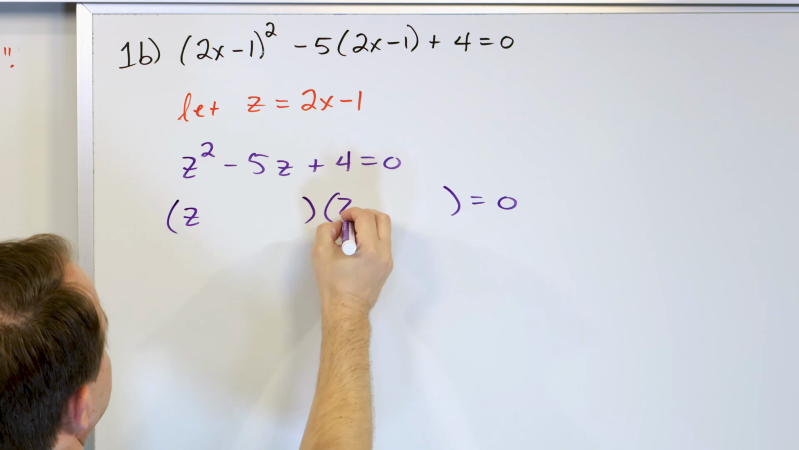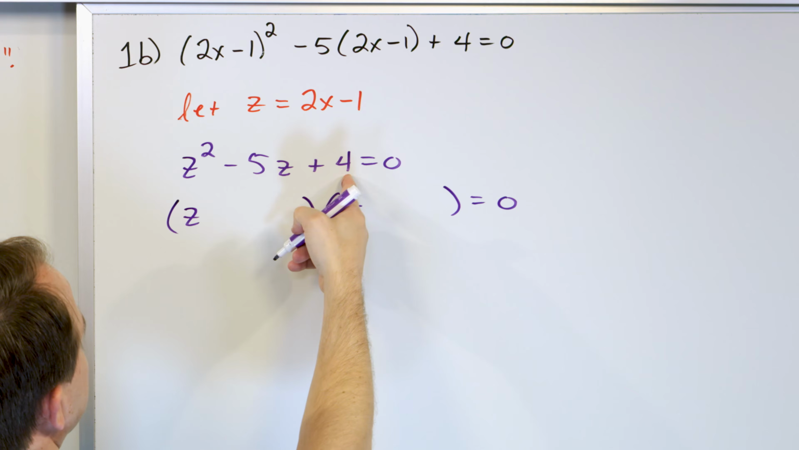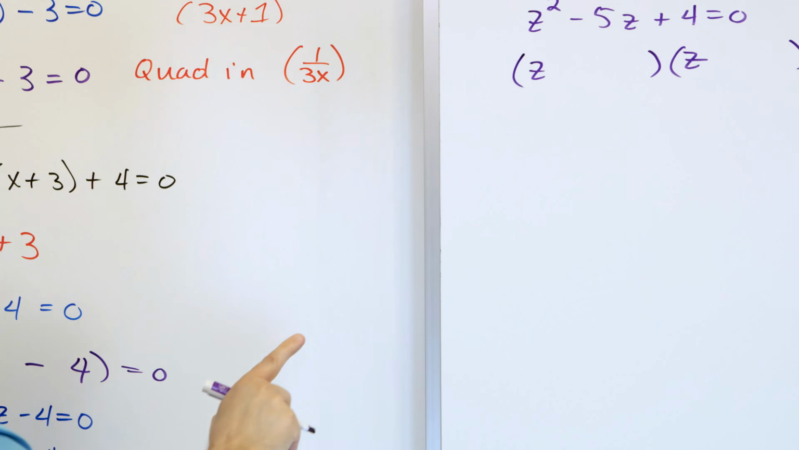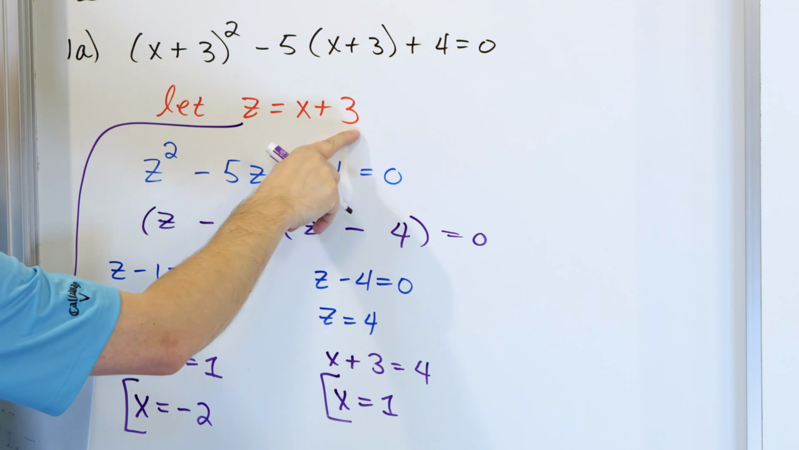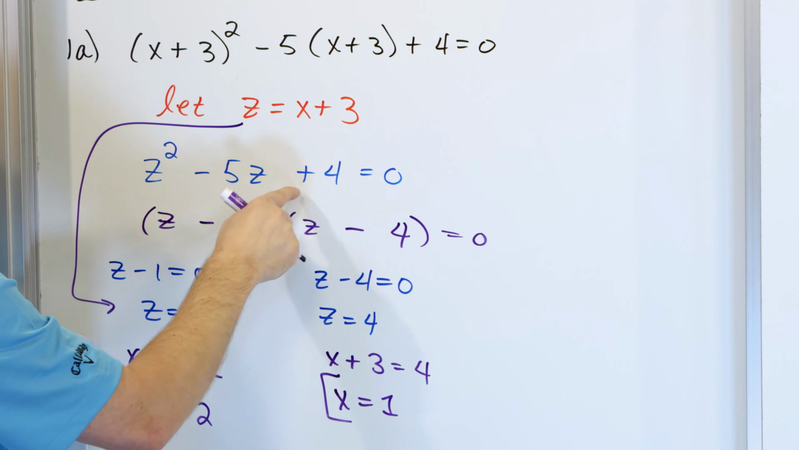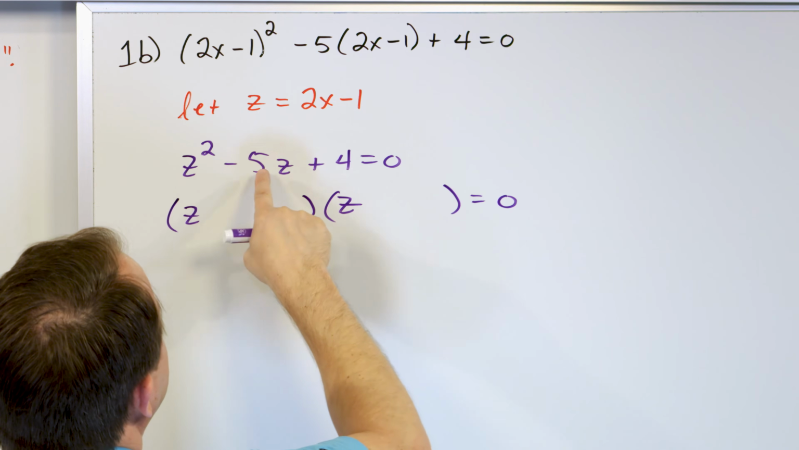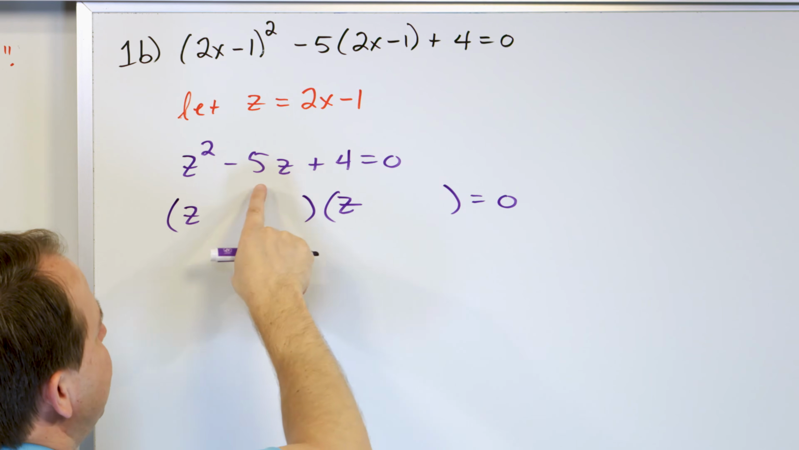So you have a z here and a z here. 2 times 2 is 4. But wait a minute, I'm thinking, hey, this looks pretty familiar. What's going on? If I go back, once I did this substitution here, I got z squared minus 5z plus 4. Here I did a different substitution, and I got z squared minus 5z plus 4. It's exactly the same equation in z.